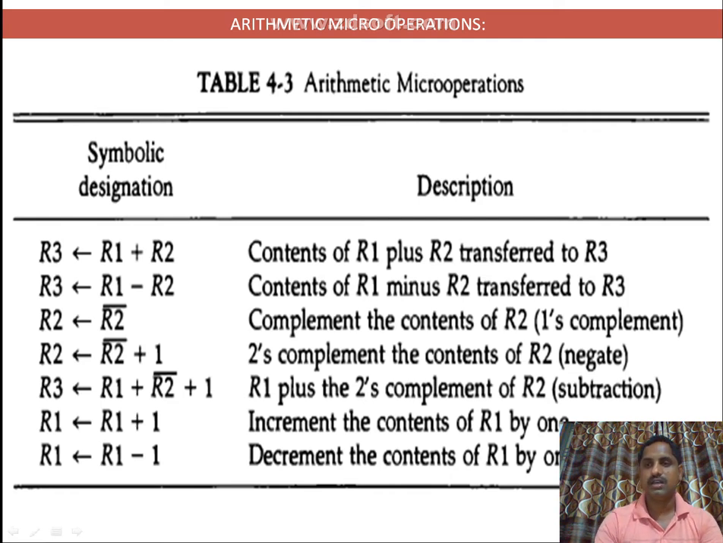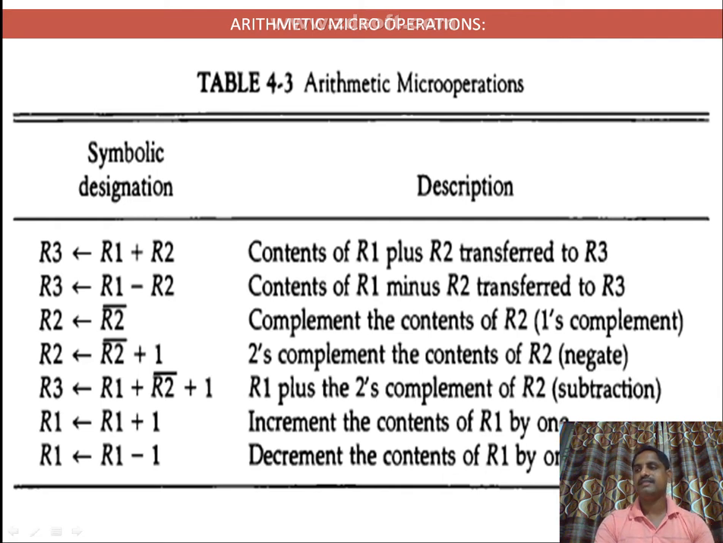The other basic arithmetic operations are R1 plus R2 to R3, R1 minus R2 to R3, R2 complement to R2, R2 2's complement, R1 plus 2's complement of R2, R1 increment, and R1 decrement. Subtraction is most often implemented through complements and addition instead of using the minus operator, and we can specify subtraction with particular instructions.